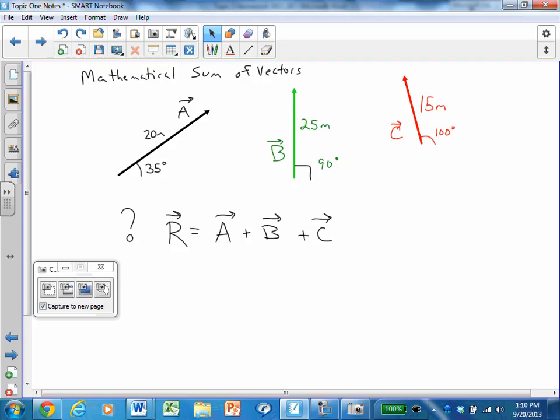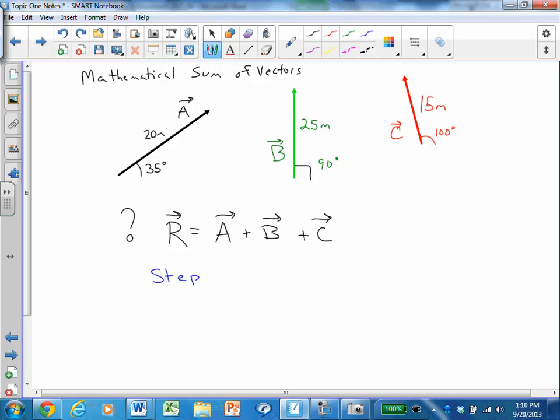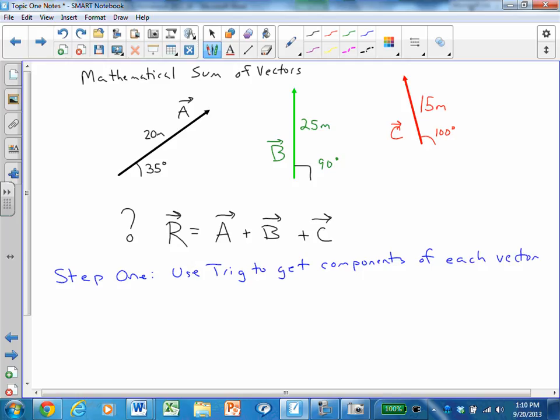Maya? We would use trig to find what? Okay, so step one. Okay, step one: use trig to get components of each vector. Okay?